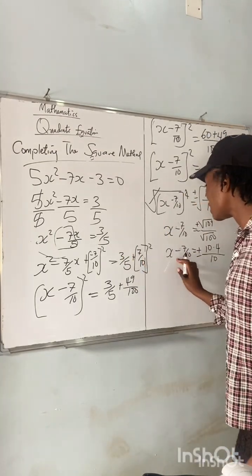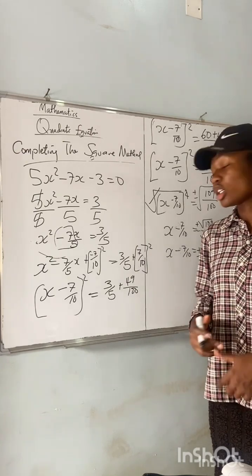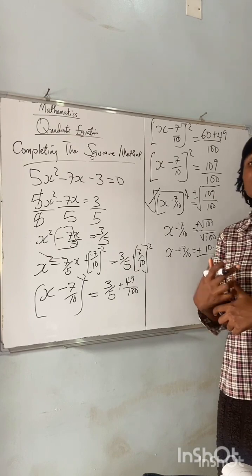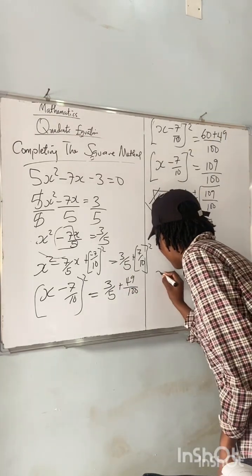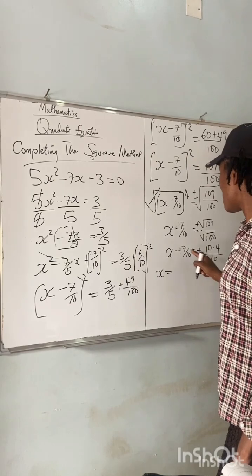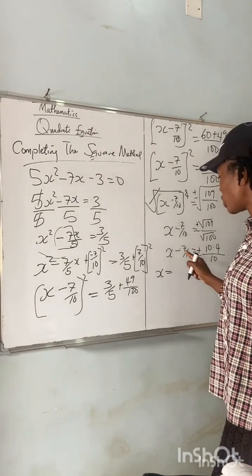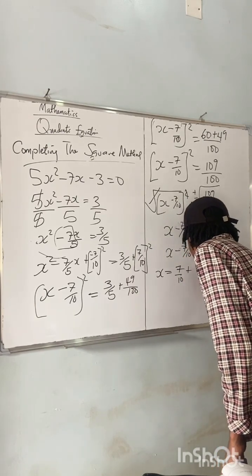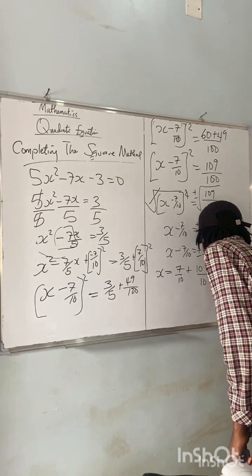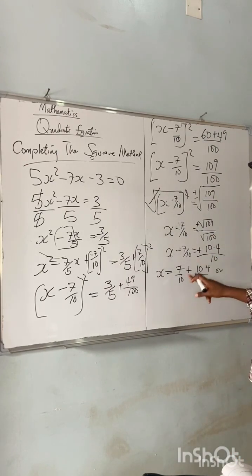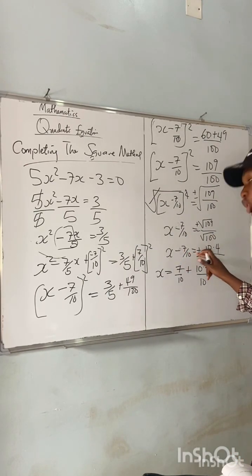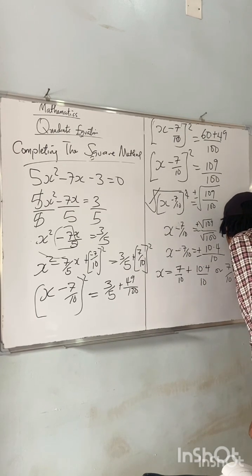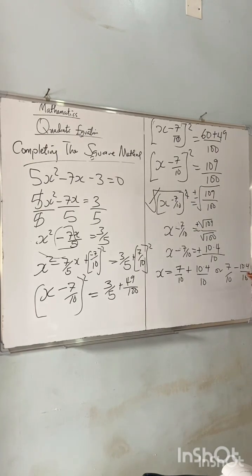Alright, now in this case, we want to find our x. So we are going to be moving our constant now. Let our x stand alone, making x the subject of the formula. So we'll be having x to be equal to, if this moves over the equal to, it becomes positive, right? So we have 7 over 10 plus 10.4 over 10, or, because that's why it is called plus or minus, 7 over 10 minus 10.4 over 10, right?